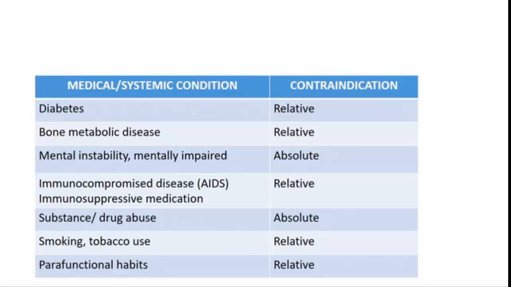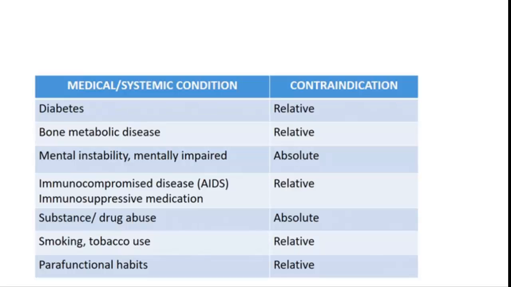So in a tabular form, easy to remember, the conditions which are absolute contraindication or relative. Diabetes is relative, bone metabolic disease is relative, mental instability, mentally impaired, absolute contraindications. AIDS and immunosuppressive medications, relative. Substance and drug abuse, absolute. Smoking, tobacco use is relative. Parafunctional habit is relative.